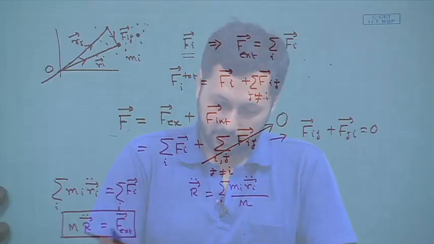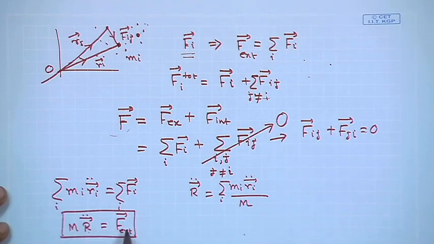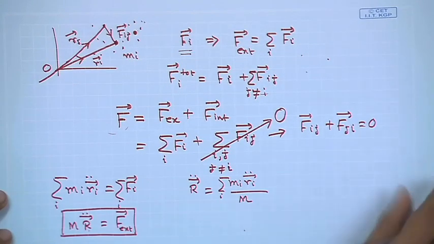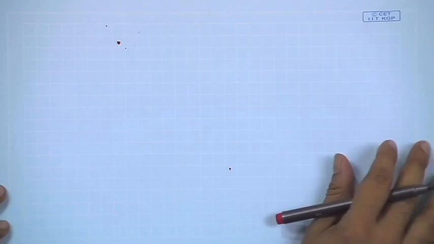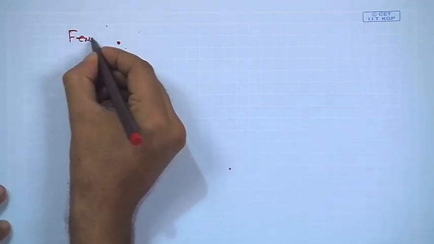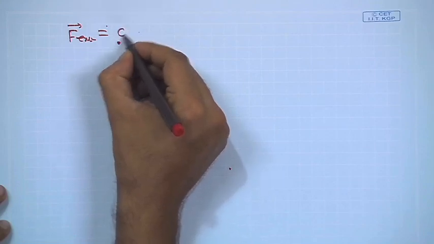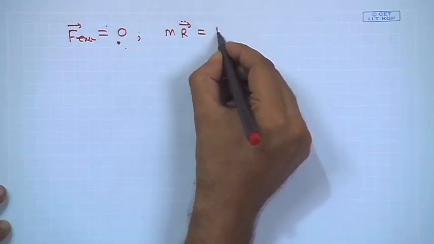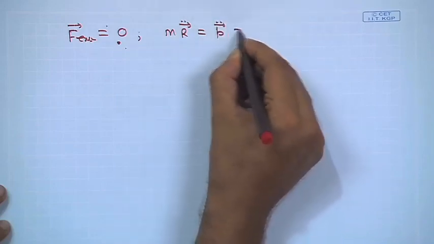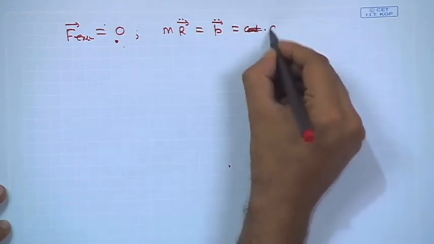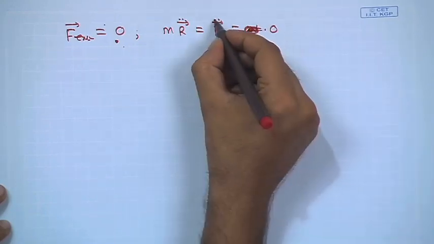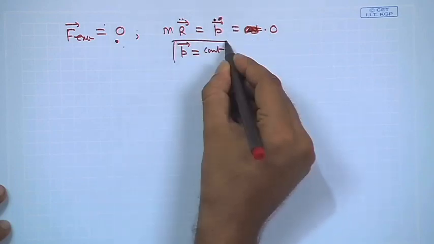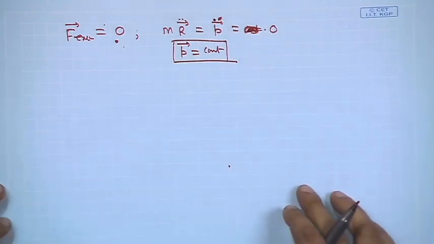So, we have seen the equation F = m r double dot = F external is valid for a system of particles. So, we can write the conservation of linear momentum if total external force is equal to 0. If F external, the total external force on a system of particles, is equal to 0, then we see m r double dot, which is nothing but p double dot, is constant. Sorry, p dot is equal to 0, which gives you p equal to constant. So, for a system of particles, conservation of linear momentum helps.